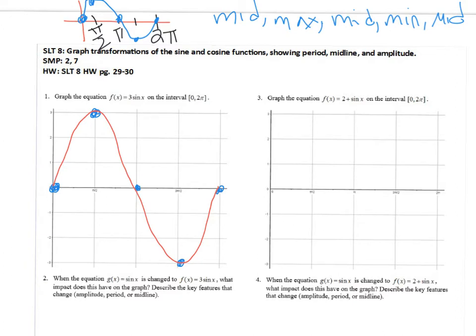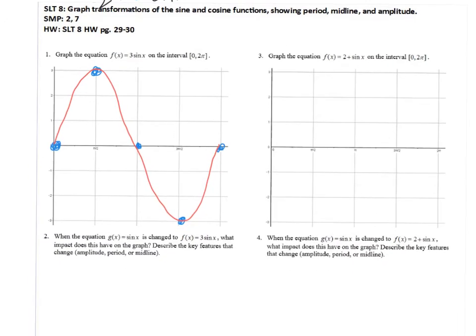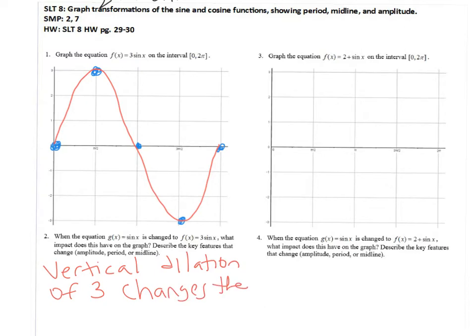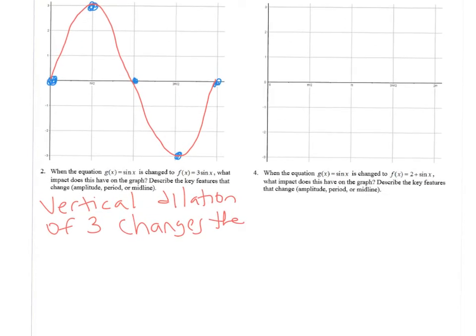So for number 2, when the equation is changed, what impact does it have on the graph? So we're going to say a vertical dilation of 3 changes the amplitude to 3.